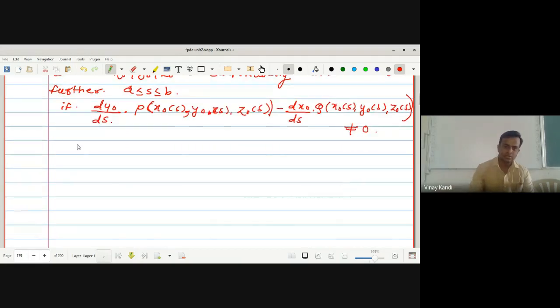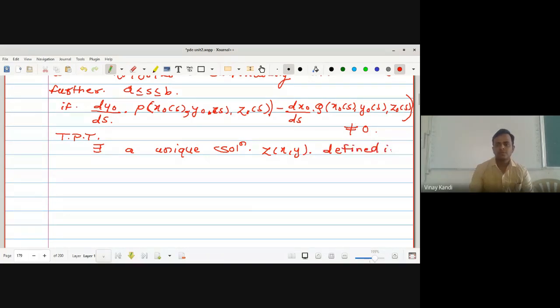there exists a unique solution z is a function of x, y, defined in some neighborhood of the initial curve. Initial curve. Okay, which curve? This one.